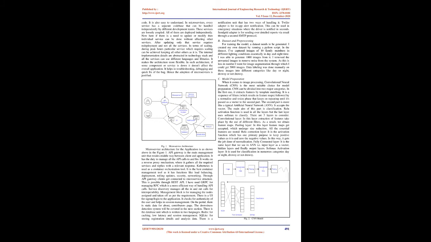Microservice architecture for the application is as shown above in Figure 1. API gateway is the main management unit that resides midway between the client and the application. It has the duty to manage all the API calls to and fro. It works on a reverse proxy mechanism, where it gathers all the required services and replies with a relevant response. Kubernetes is used as a container orchestration tool. It is the best container management tool, as it has functions like load balancing, deployment, rolling updates, security, and networking.